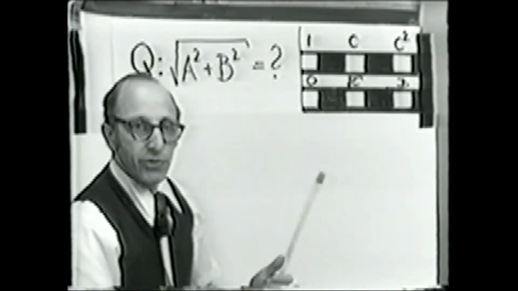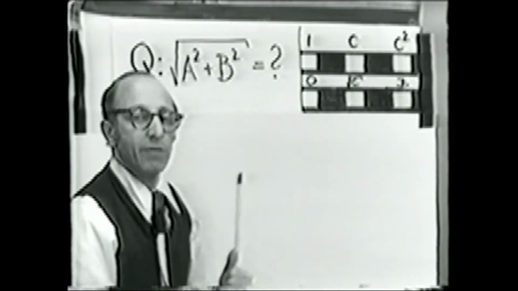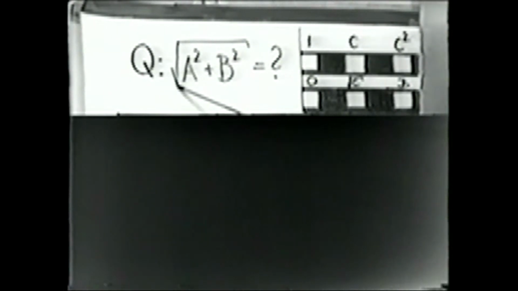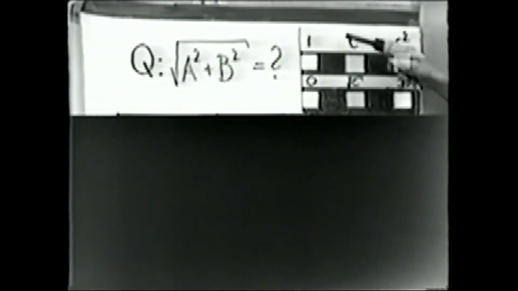Now we would like to give you a demonstration of the chaining that we have previously talked about. Let's address ourselves again to the question of one form of the Pythagorean theorem. What is the square root of a squared plus b squared? I'm going to give you 5 seconds to get the answer. The answer is either 1, c squared, 0, c, square root of c squared, or b.